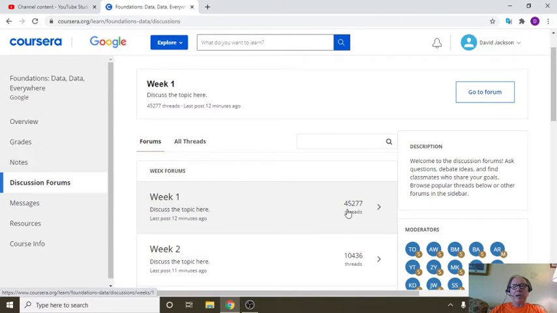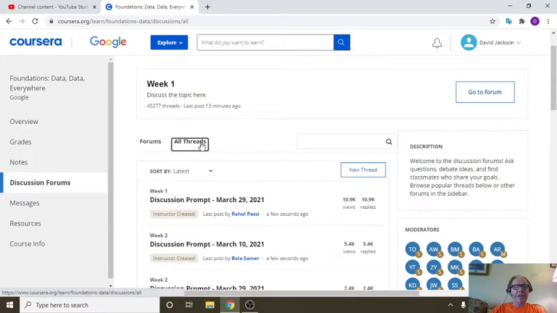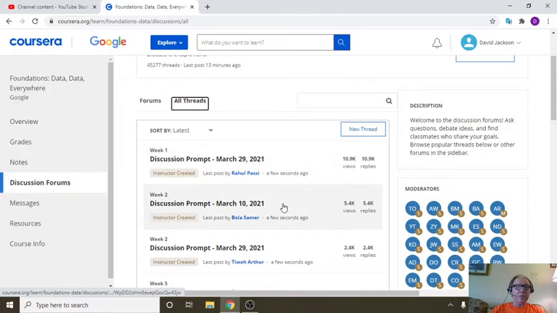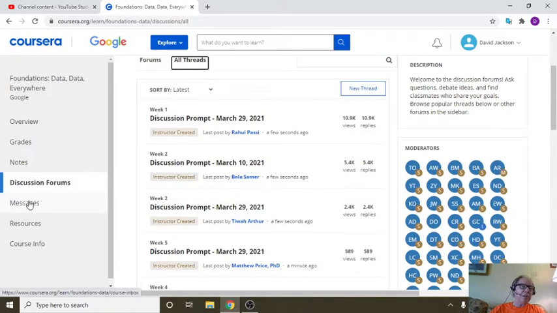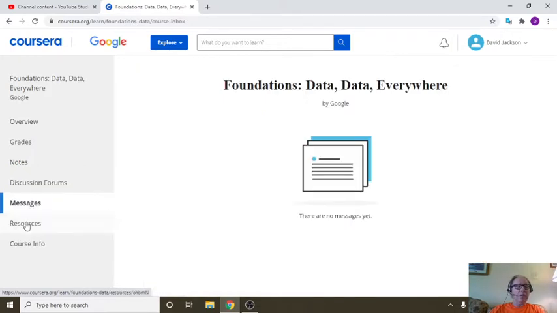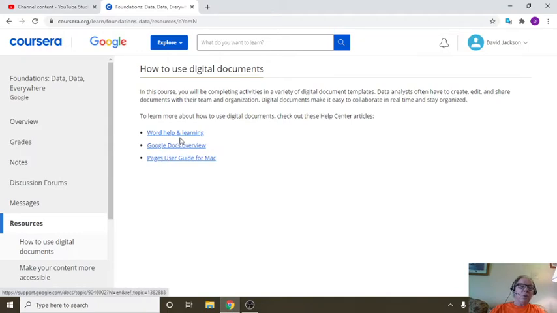So look at this. Week one already has 45,277 postings. Discussion prompt 29th. Discussion prompt the 10th. Discussion prompt. Messages. The messages, resources. Word help and learning. The Google Docs review. Interesting. Pages used to guide. Guide for Mac.